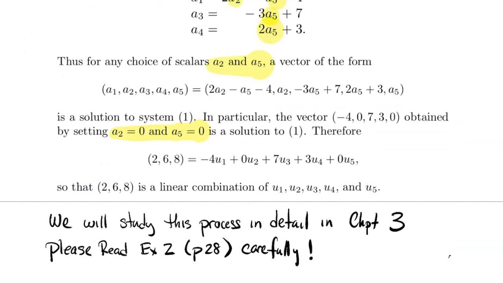We're going to study this process in detail in this course as well. It comes later in chapter 3, so I'm going to leave it at this conversation level now. But please do have a careful read of example 2. It starts on page 28 in your book, and make sure you can follow the computations in there. Make sure that those steps make sense, because there the author is doing the exact same thing I just did, but he's doing it in the context of a polynomial.